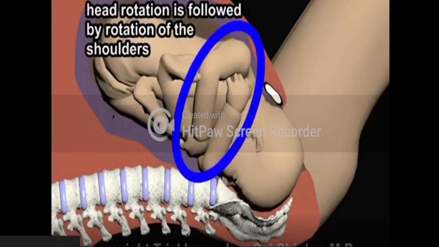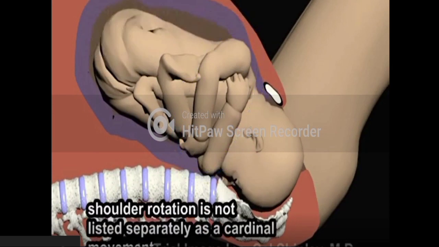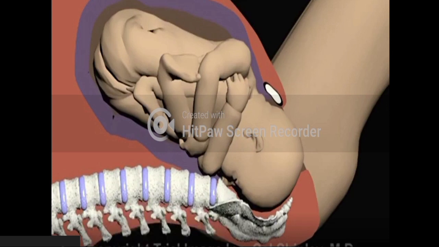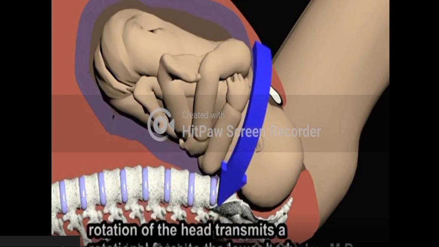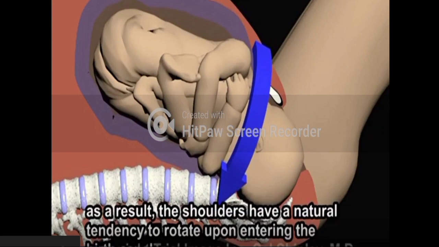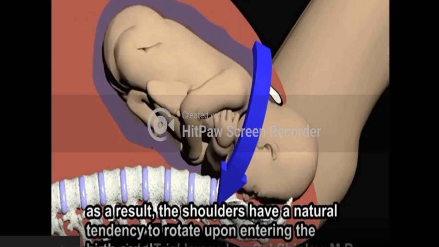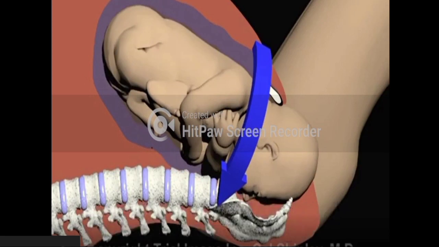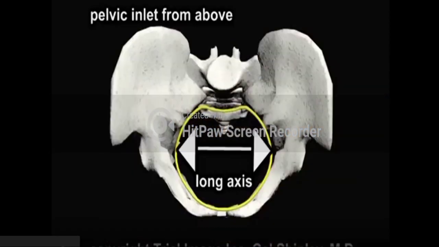The internal rotation of the fetal head is followed by rotation of the shoulders. Shoulder rotation is not generally listed independently as a cardinal movement because it is connected to the internal rotation of the fetal head. As the fetal head rotates, rotational force is transmitted to the lower body. As a result, the fetal shoulders have a natural tendency to rotate as they enter the birth canal. Once the shoulders have rotated, their long axis now matches the long axis of the pelvic inlet.